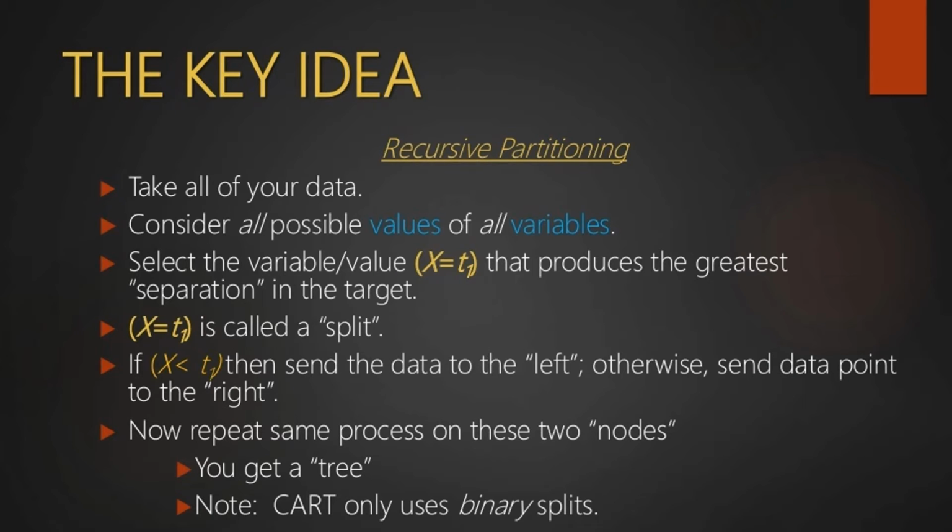The key idea behind this: take all your data, consider all possible values of all variables, and select the variable value that produces the greatest separation in the target. Then send the data point to the left if it satisfies the split, otherwise send it to the right. Now repeat the same process on these two nodes. You get a tree.